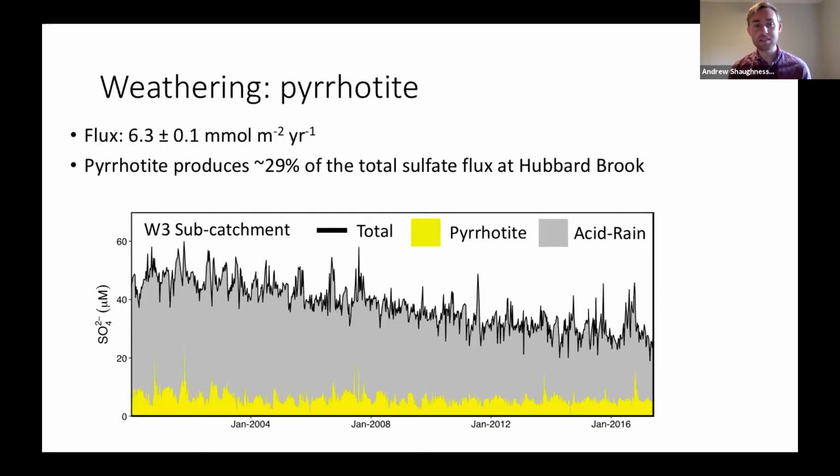And then what we see, given that decomposition, is that acid rain makes up the very vast majority of the sulfate at Hubbard Brook, which again is consistent with the East Coast, most of the sulfate in the streams being derived from acid rain. And what we find is that for this W3 subcatchment, the weathering flux of pyrrhotite is going to be 6.3 millimoles per meter squared per year. And just for some context, estimations of pyrrhotite dissolution or oxidation rates at Hubbard Brook have been estimated at about 5 millimoles per meter squared per year. So they're very consistent with previous estimations, given our decomposition of the data.